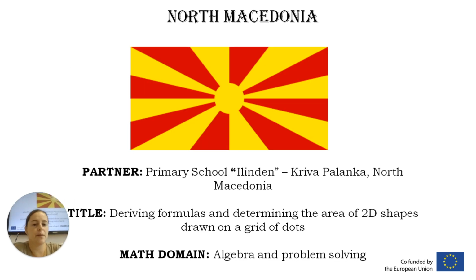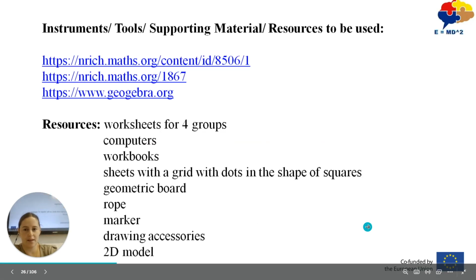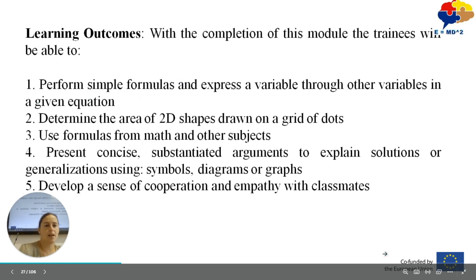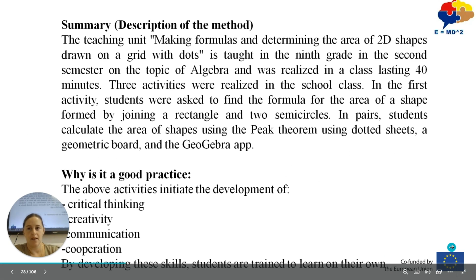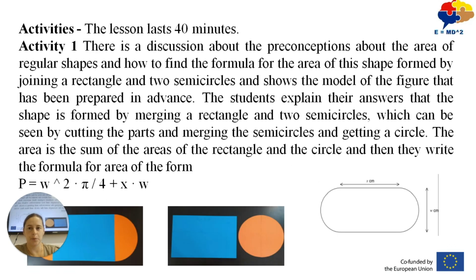And the other one, also from Ilinden, deriving formulas and determining the area of 2D shapes drawn on a grid of dots. Okay, the tools, the resources used. The outcomes, the trainees will perform simple formulas and express the variables through other variables in a given equation. They will determine the area of 2D shapes drawn on a grid of dots. They will use formulas for math and other objectives. They will develop a sense of cooperation and empathy with their classmates. The summary again and why it's a good practice. This is the first activity here with the pictures, of course.